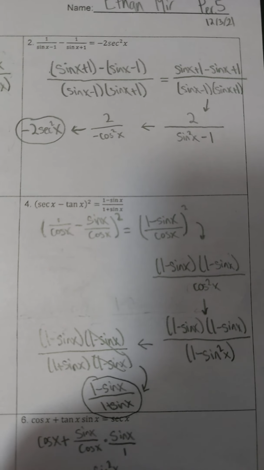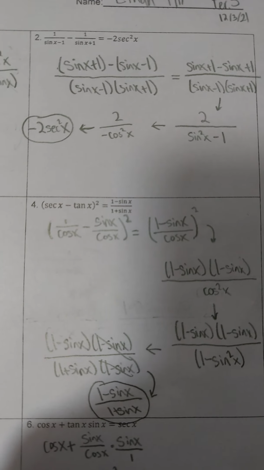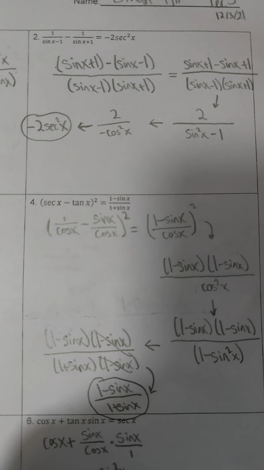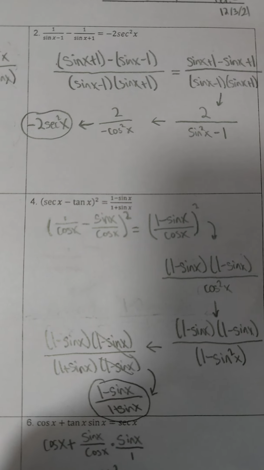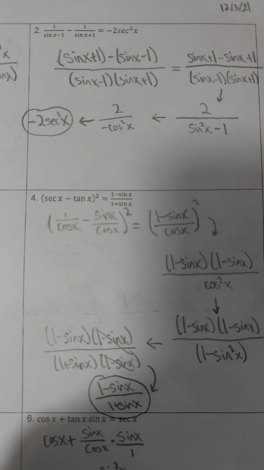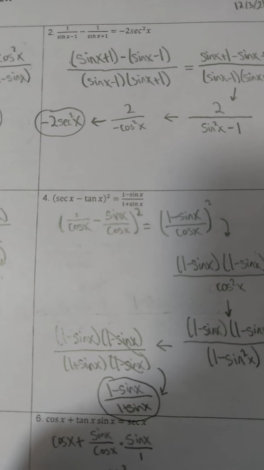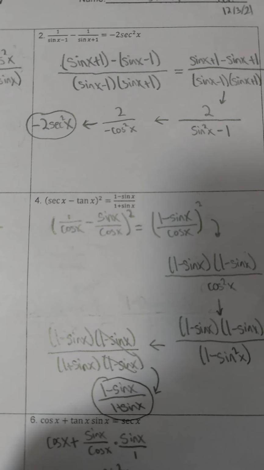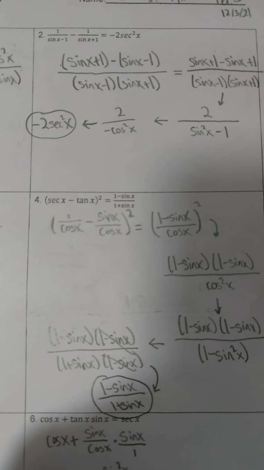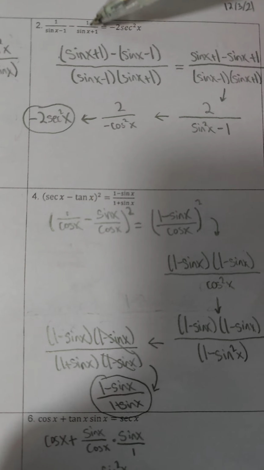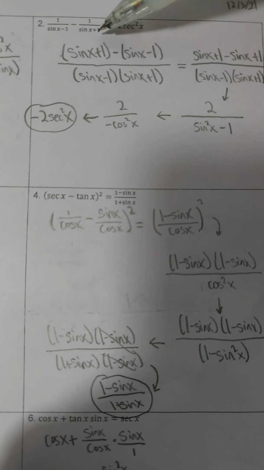Now, if we move on to the second example, we have, let me focus the camera properly. We have 1 over sine x minus 1 minus 1 over sine x plus 1, and this equals minus 2 secant squared x. Now, let's look on this right side. We know it's dealing with secant. Secant is a version of, I think it's cosine, right? Secant is the same thing as 1 over cosine. So we probably would want to end up with cosines here somehow, even though it gives us sines.